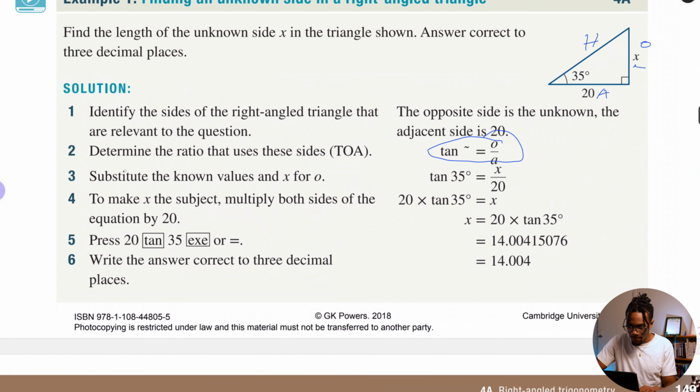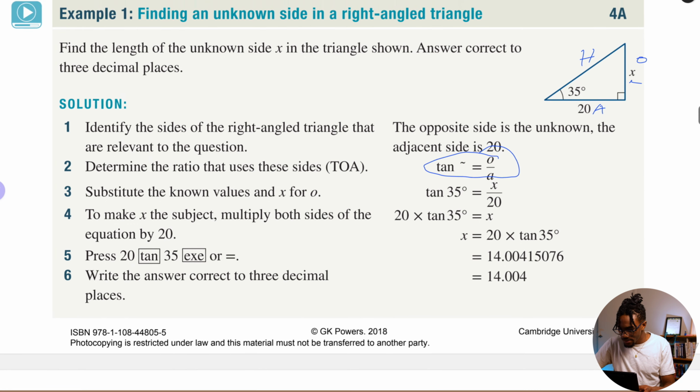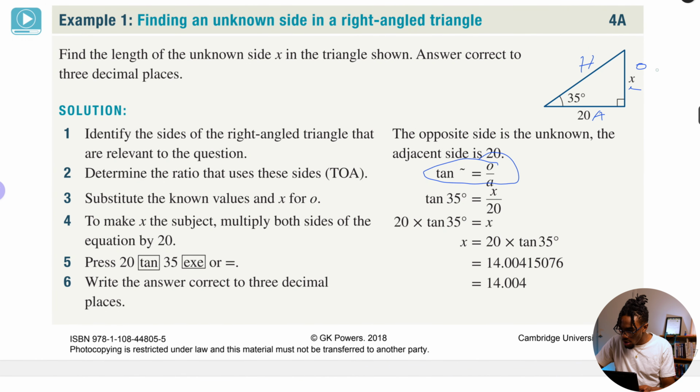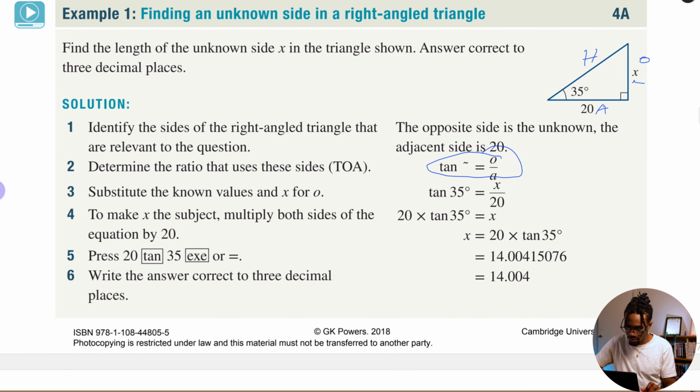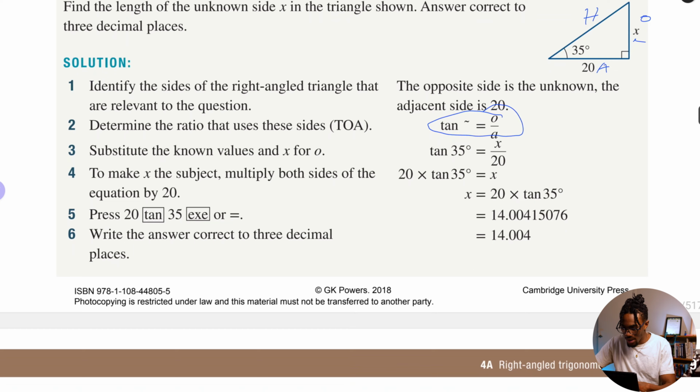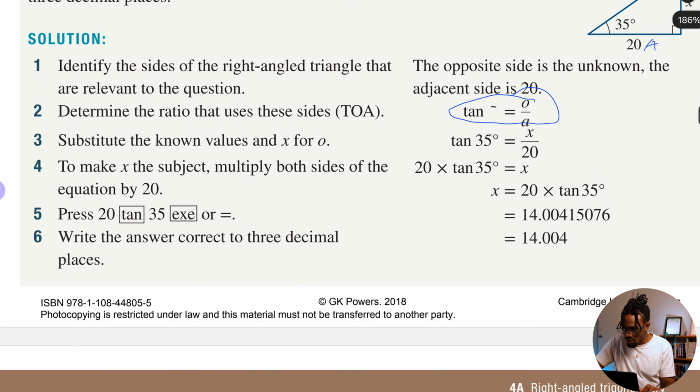Number 3, substitute the known values and X for O. So I'm going to sub in X for O and then 20 for A because that's how we've labeled them. And we end up with this equation here: tan 35 degrees equals X over 20.